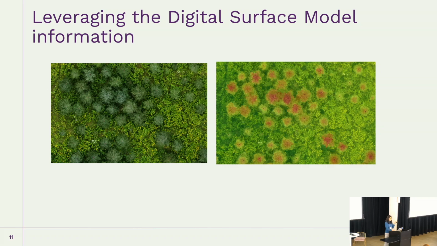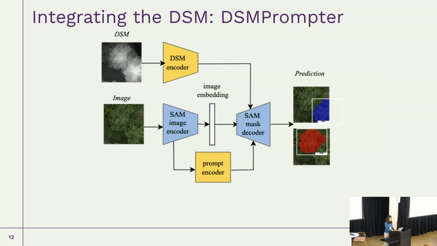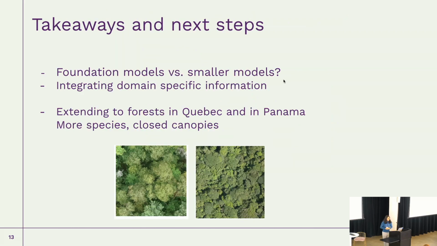It's quite straightforward to think that if you have the vertical structure of your image, then you would know where the trees are, but also it's easier to distinguish between conifers or broadleaf trees. And so we ended up incorporating this digital surface model information into the model as a kind of additional prompt to the mask decoder. I think I'm running out of time, so.